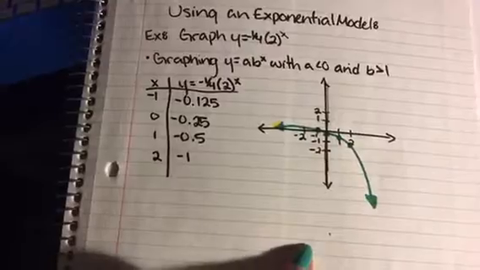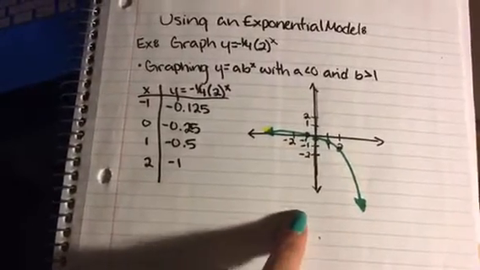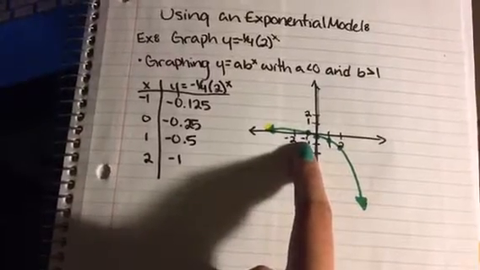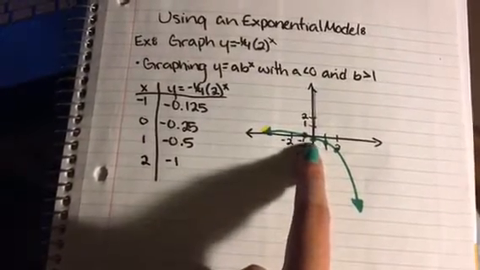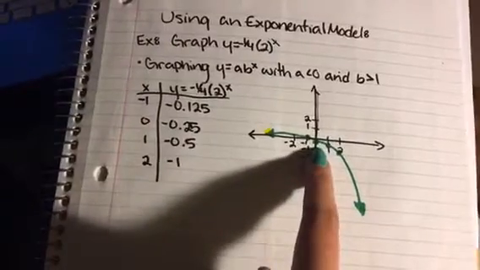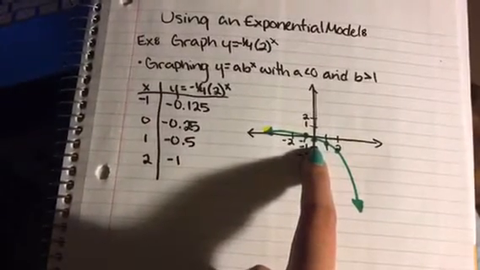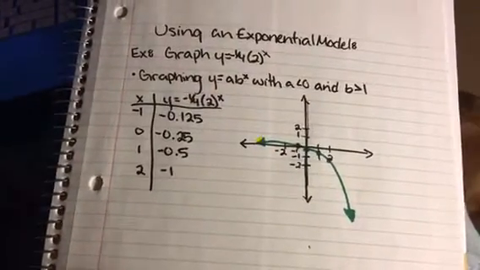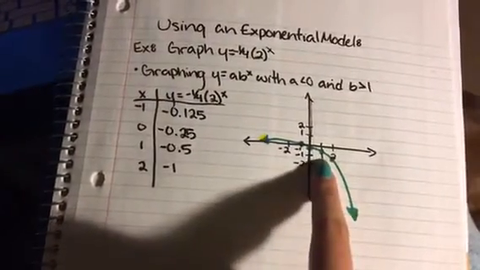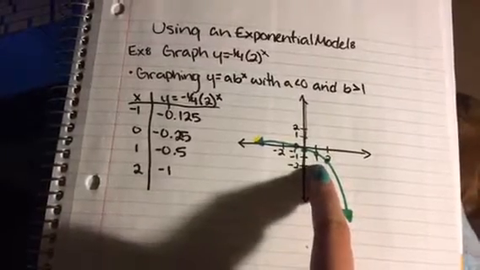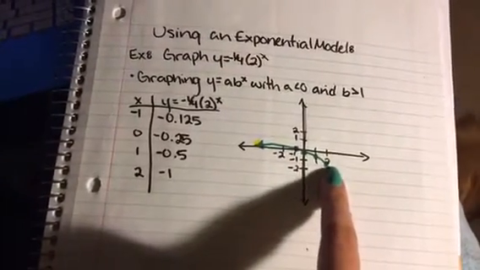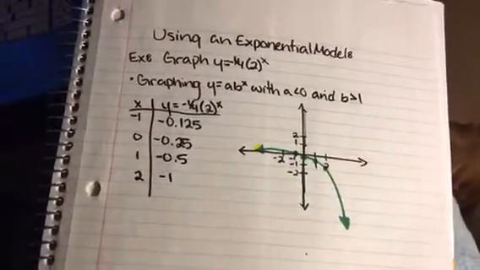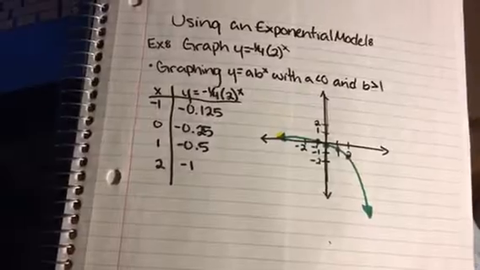Then we will graph the ordered pairs and connect with a curve. So over here is negative 1, negative 0.125, and then this is 0, negative 0.25 because it's on the 0 axis, and this is 1, negative 0.5, and this is 2, negative 1. And then we connect with a line to show the curve of the graph.